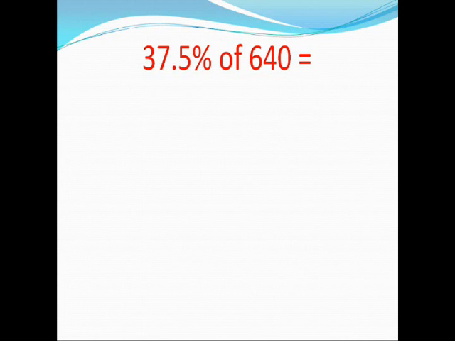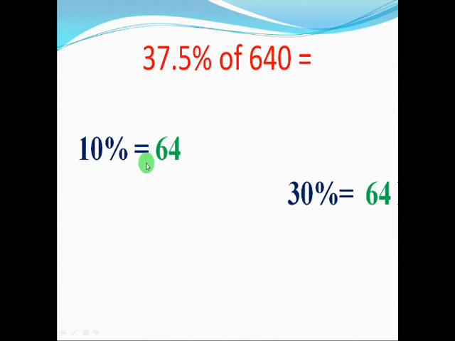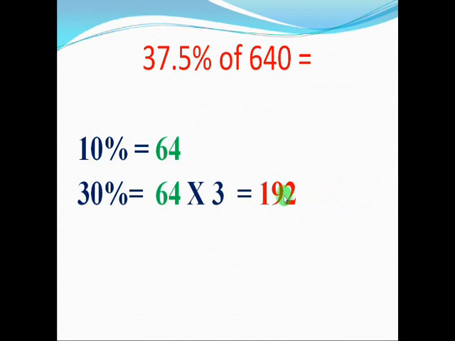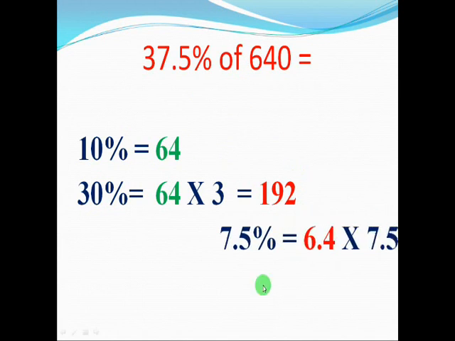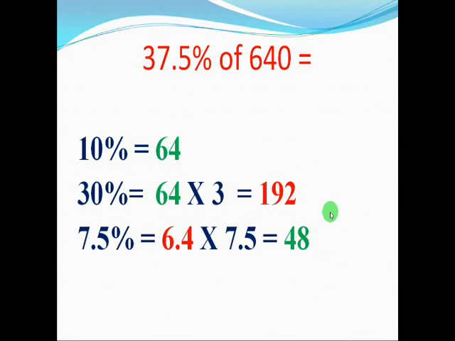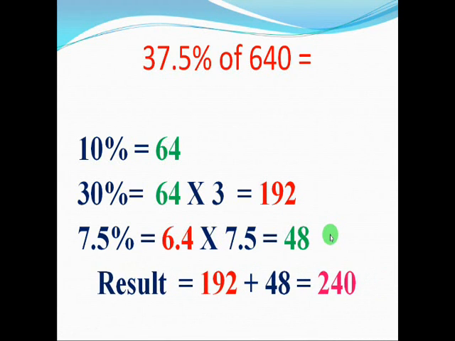37.5% of 640. Let's see the question in the general way. 10% equals 64, and 30% equals 3 times 64, that is 192. It still leaves 7.5%. 7.5% of 640 is equal to 48. So the final answer will be the sum of 192 plus 48, that is 240. Now let's solve this using a trick.